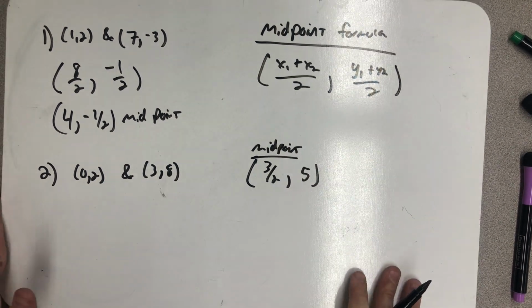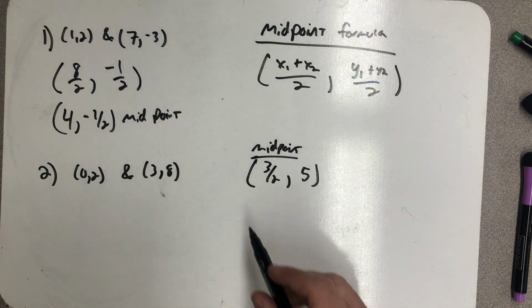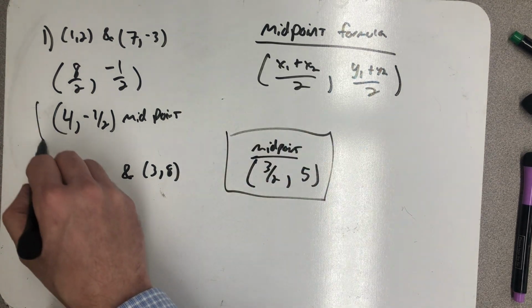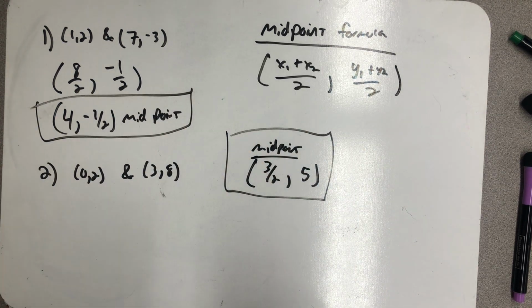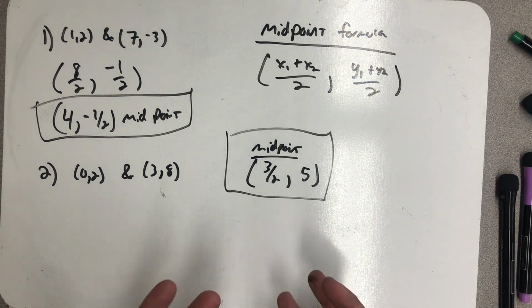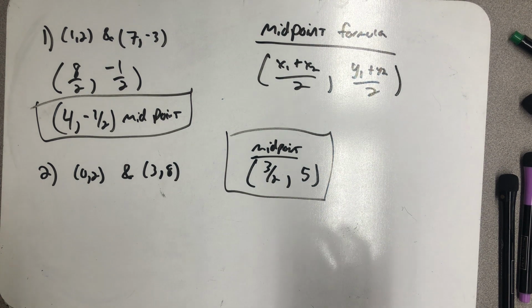All right, the midpoint formula. The average of the x's, the average of the y's, and that gives us a midpoint, which we'll always write down as an ordered pair, never using the letter M next to it, because we do not want to confuse this ordered pair for the number that would be the slope of that line.